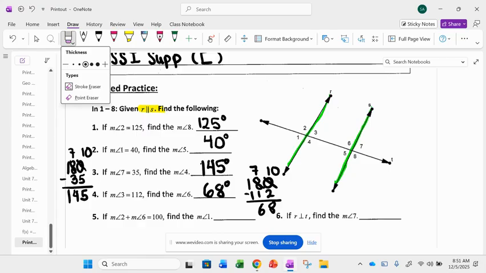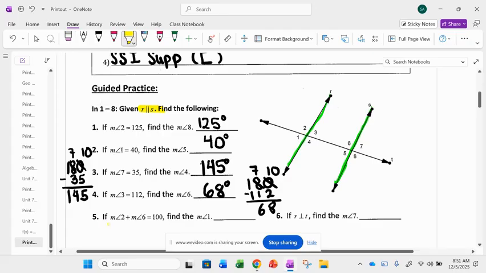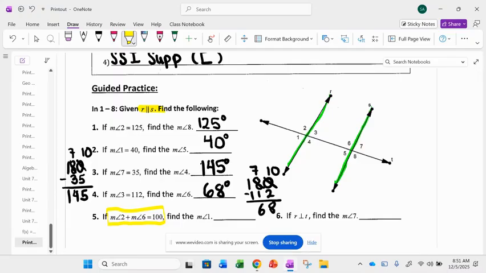Ooh, again, this is very sneaky. They're saying here, angle 2 plus angle 6 equals 100. Let's take a minute and look at what kinds of angles we have for angle 2 and 6. So here's 2, I'm highlighting it. Here's 6, I'm highlighting it, and then I'm connecting them.